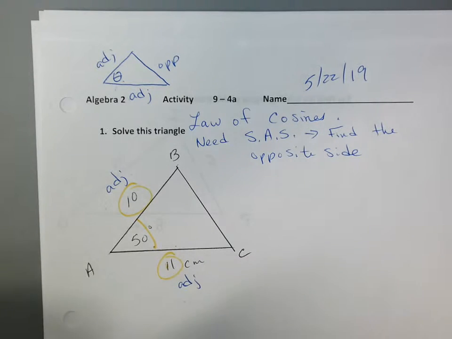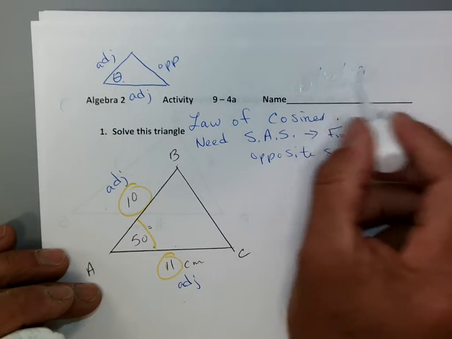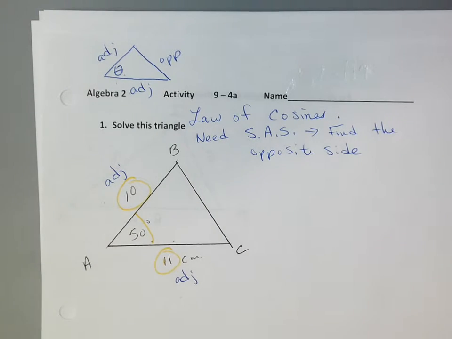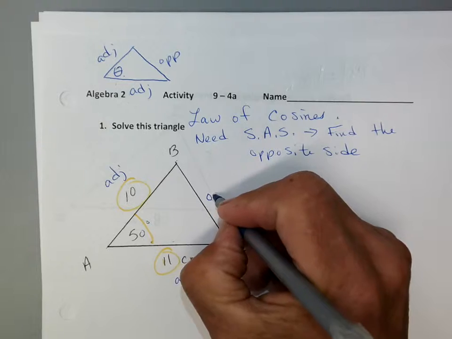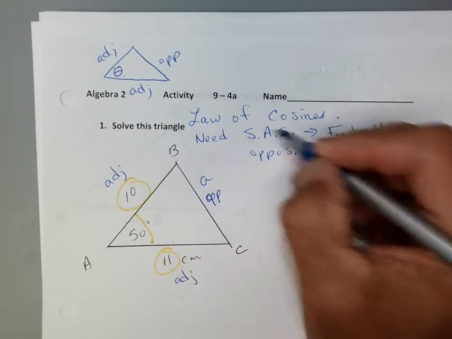Now, I'm going to white this out, because the formula is actually kind of long. It's going to seem like, oh, are you serious? But just type it into your calculator, okay? So here's my opposite side, right? We'll call that little a.